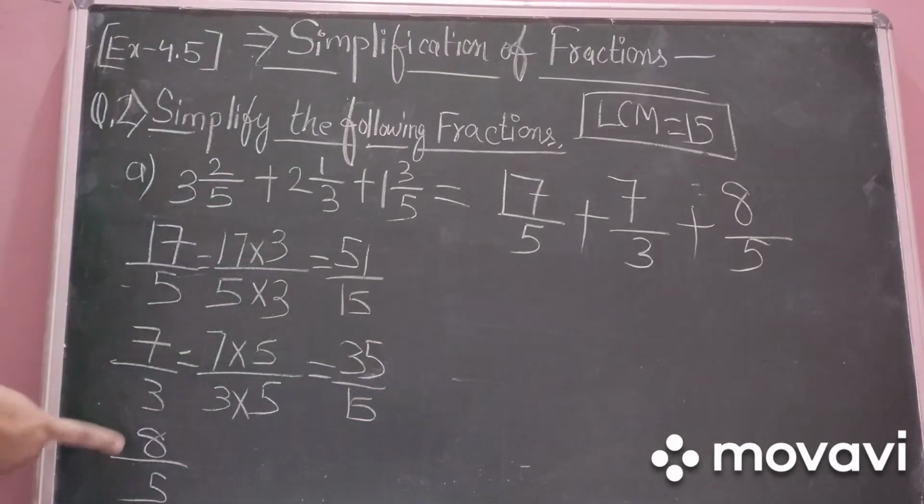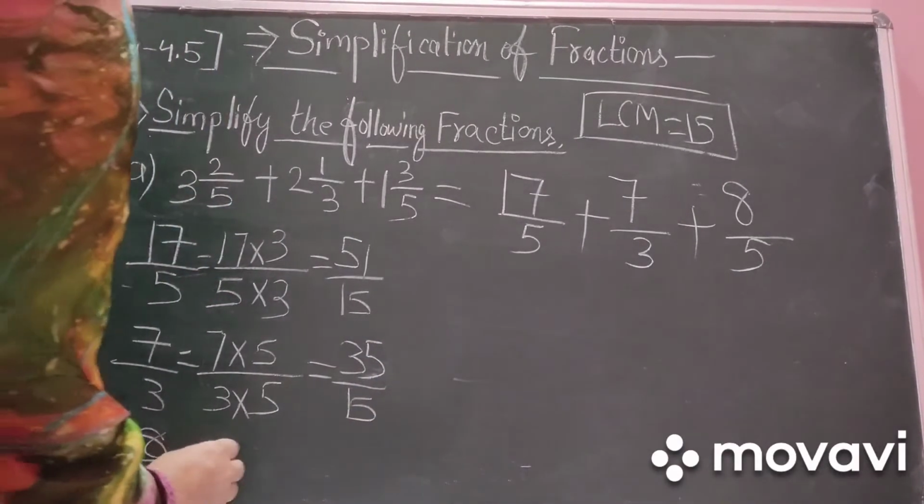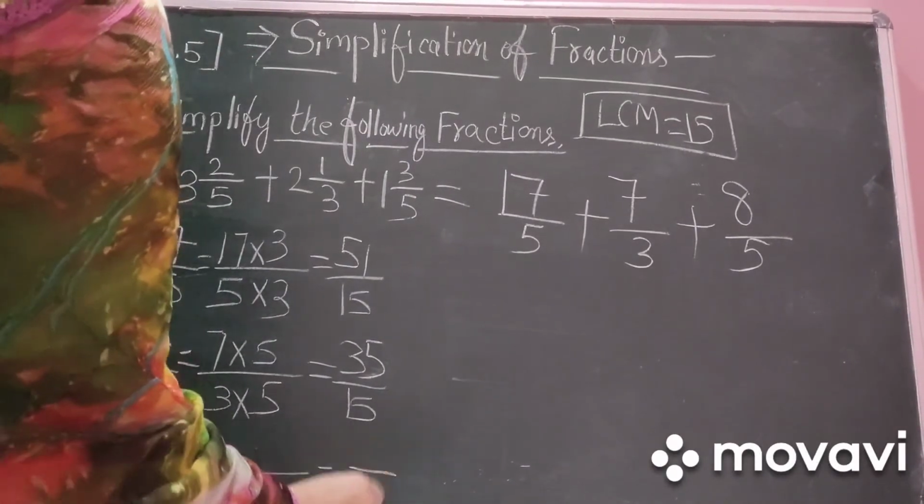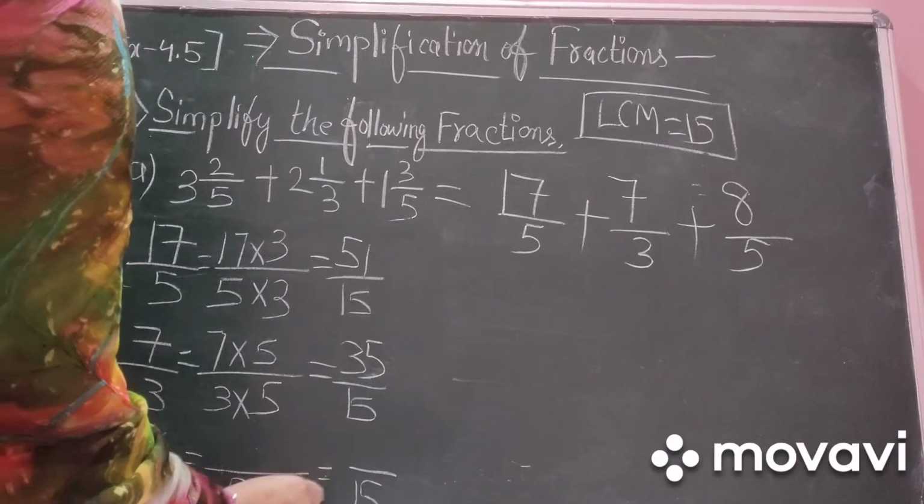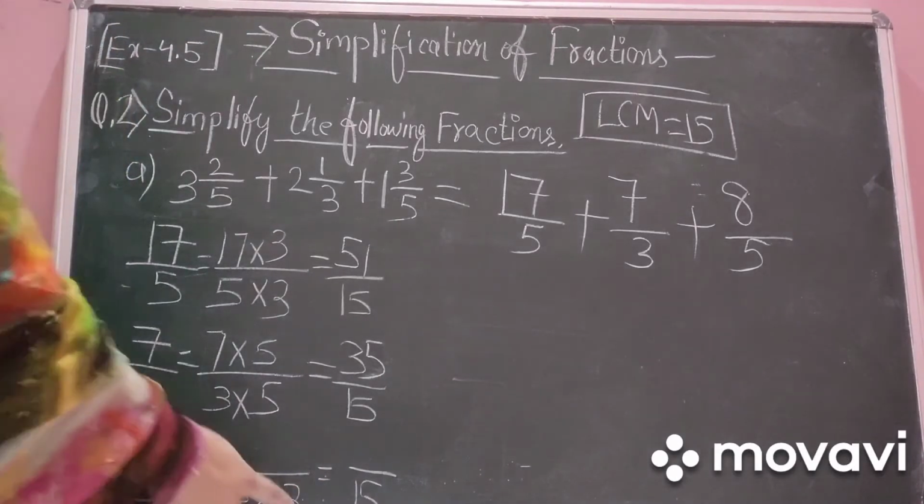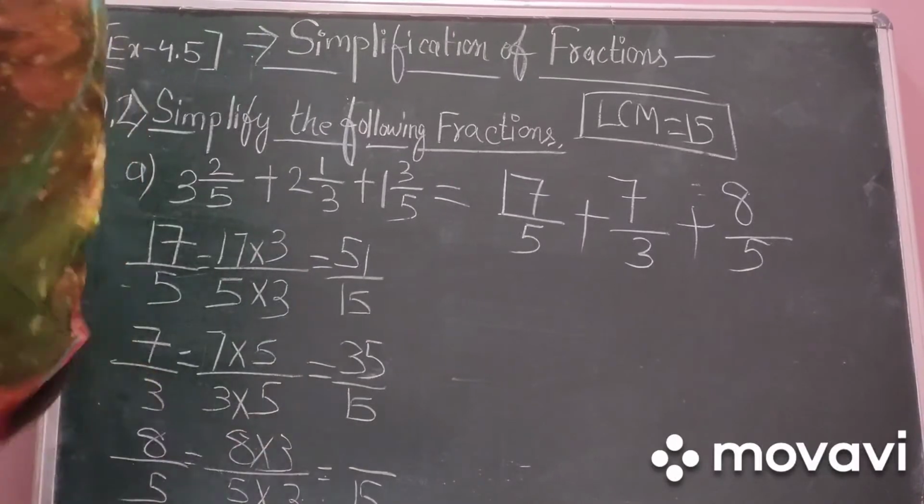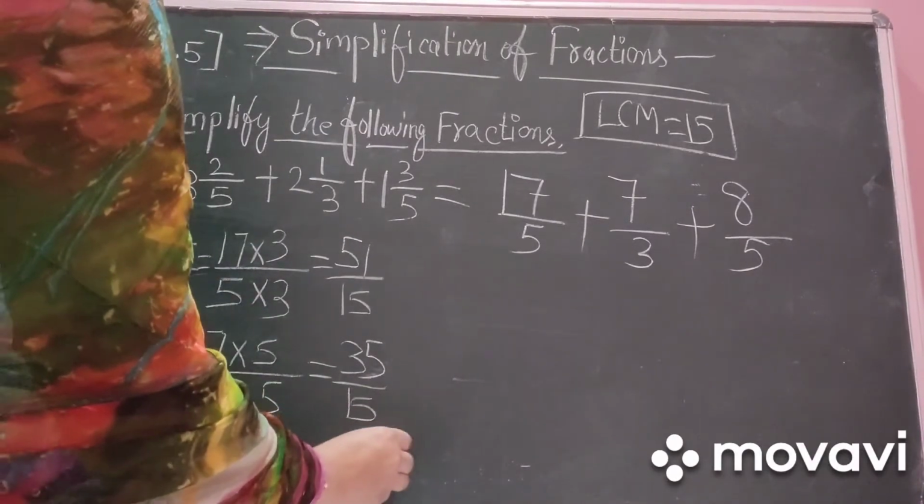Okay. Now come to 8 upon 5. What must be multiplied to 5 so that the denominator will become 15? 5 threes are 15, so you have to multiply 3 in the numerator also. So 8 into 3 is equal to 24.